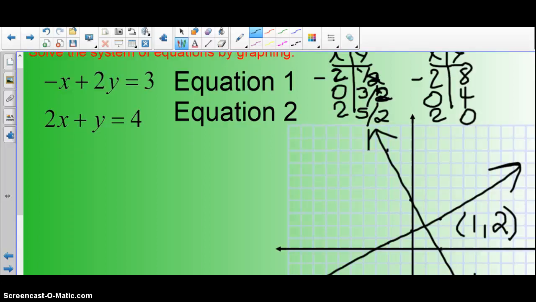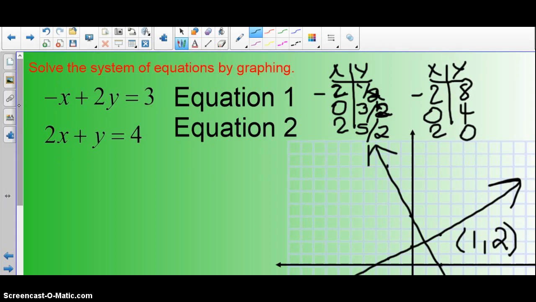Okay, for those of you that paused the video, probably surprised you a little bit. I decided to do a t-chart on this one. And so I set up x and y tables of -2, 0, and 2. Came up with solutions of 1/2, 3/2, 5/2. And then on the second equation, -2, 8, 0, 4, and 2, 0. Notice that this happened to give me my 2 intercepts here. So for those of you who did the zeros, that's fine. You should have ended up with 0, 4, and 2, 0.